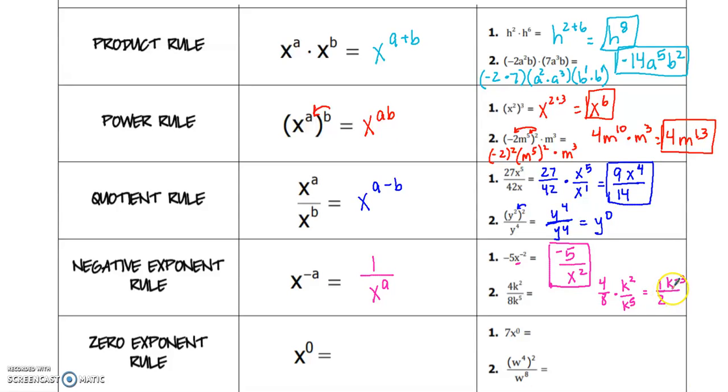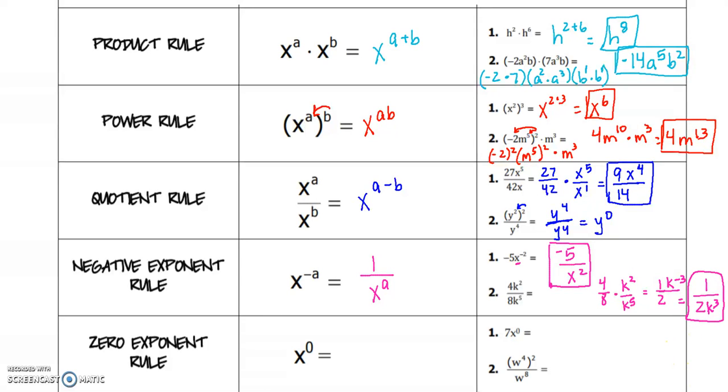So of course, because this is negative, it needs to come to the denominator. I need to write its reciprocal, so it's going to come to the bottom, right? So the 1 stays up at the top. I have 2 in the denominator, and now I have k to the 3rd in the denominator. And here's my final answer for that one.